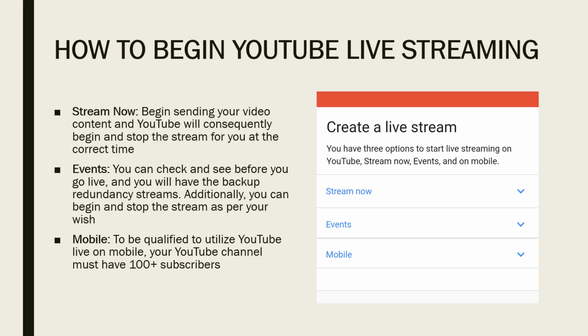So in order for you to do mobile, this is very, very important: your YouTube channel must have 100 subscribers in order for you to utilize mobile.